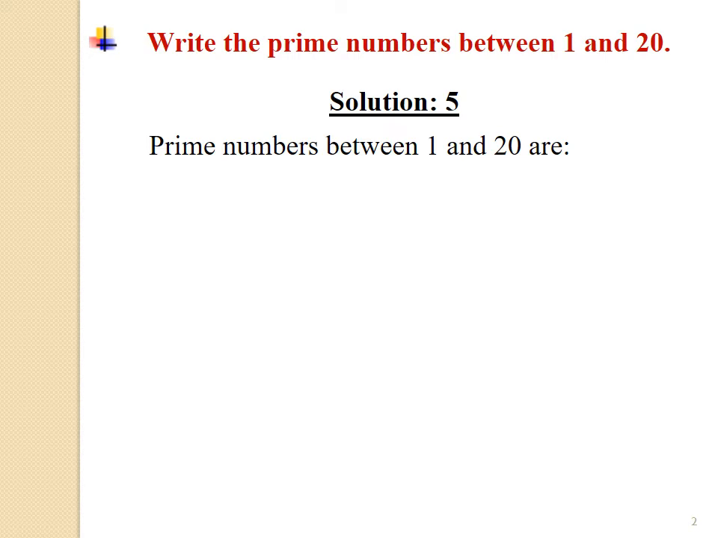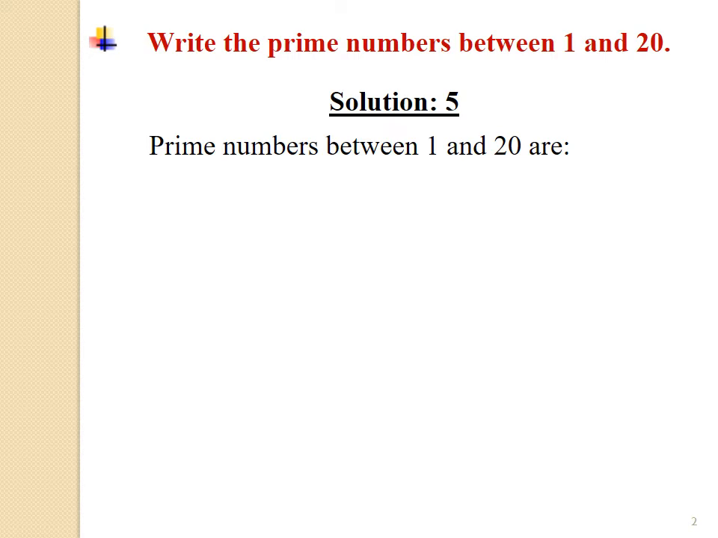Students, before writing the prime numbers between 1 and 20, let's recall what is a prime number and what is a composite number. Students, we noted that numbers that have only two factors, namely 1 and the number itself, are called prime numbers. We also know that numbers that have more than two factors are said to be composite numbers. So now let us solve question number 5 and write only the prime numbers between 1 and 20.